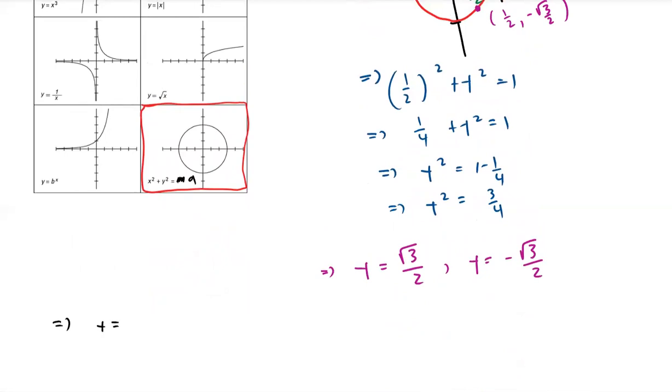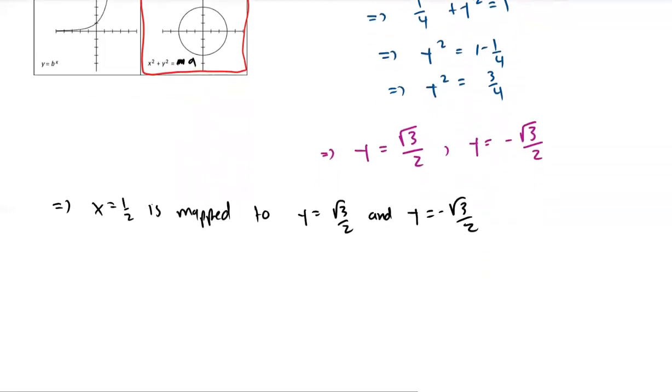So x, oops, it looks like a y. X equals 1/2 is mapped, by whatever this relation is called. I haven't given it a name, but this is just a relation. So x equals 1/2 is mapped to y equals root 3 over 2 and y equals negative root 3 over 2. Since it's not mapped to a unique element, but it's mapped to two different things, this relation is not a function.